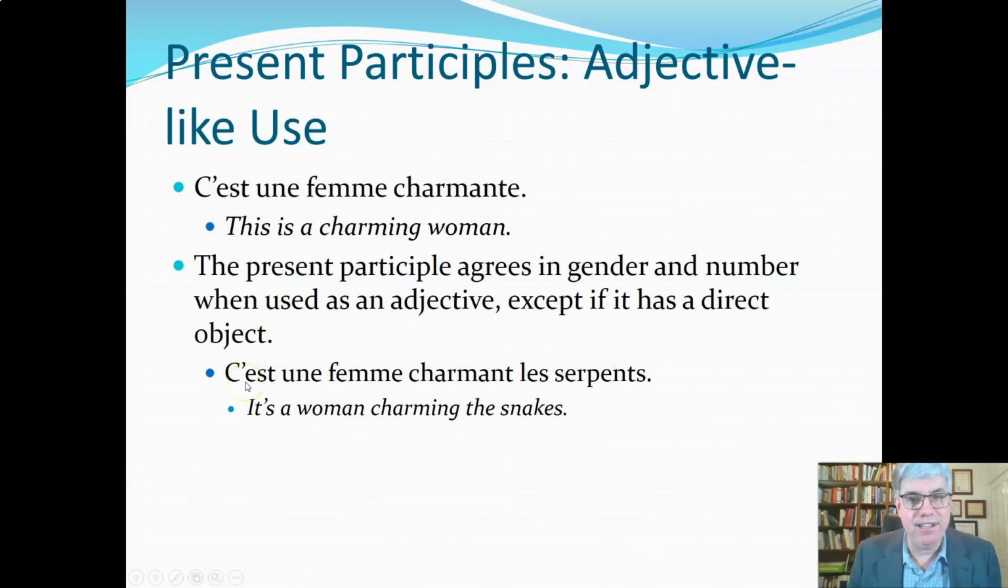So let's look at this sentence, which is quite different. C'est une femme charmant les serpents. So it is a woman. Now here we've got charming, charmant, but there's a direct object, charming the snakes. So this is not just, oh, she's charming. This is a woman who's doing snake charming. So it's a woman charming the snake. So there's a direct object there, and the present participle is invariable. It doesn't agree in gender and number.